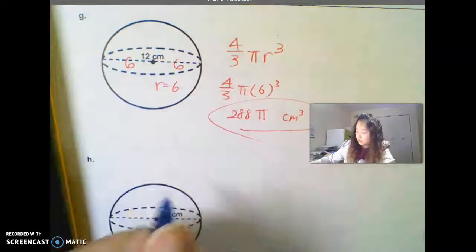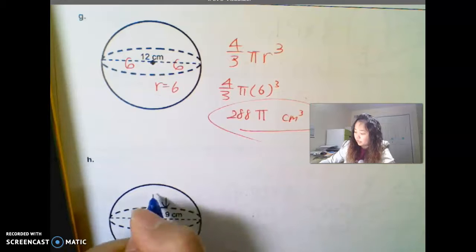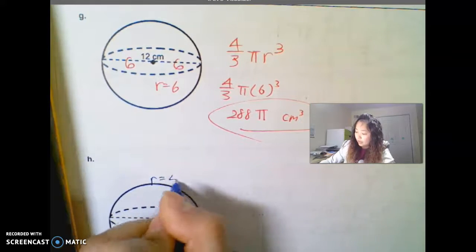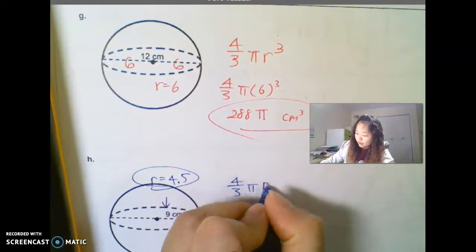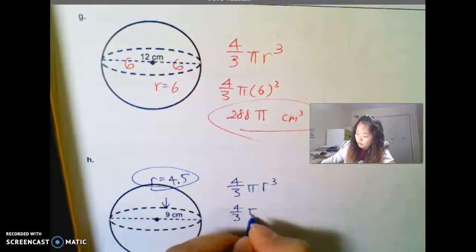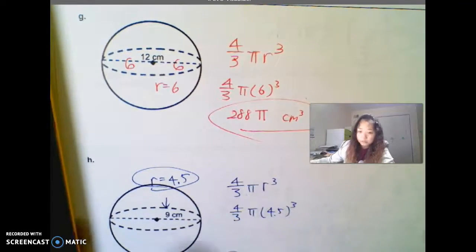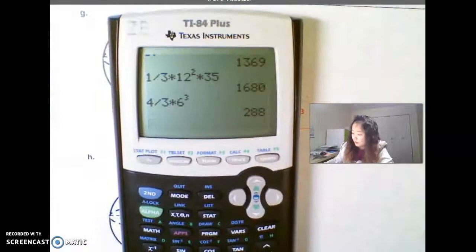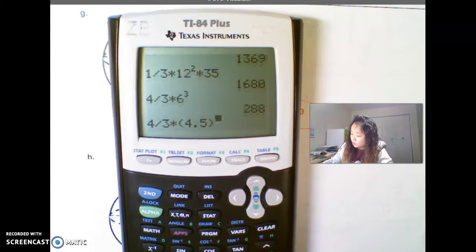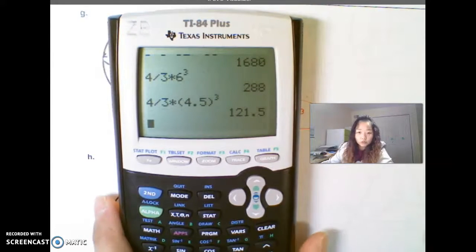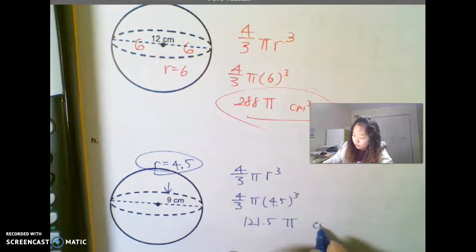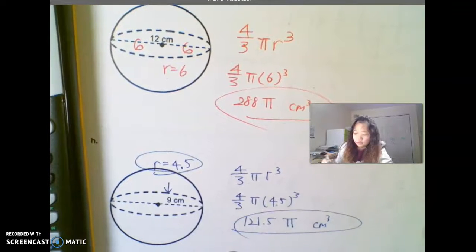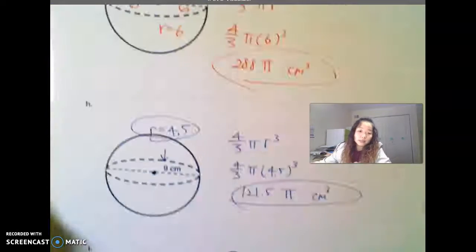Let's do the sphere at the bottom. That is the diameter, so half of this would be half of the 9, so 4.5. The formula is 4/3 pi r cubed, 4/3 pi 4.5 cubed. Grab a calculator. 4/3 times 4.5 cubed, 121.5. So it'll be 121.5. Don't forget the pi. Don't forget the units. Do they kind of rhyme? Don't forget the pi. Don't forget the units.